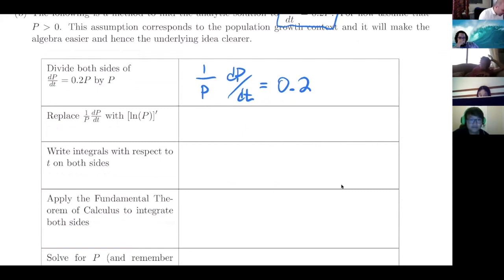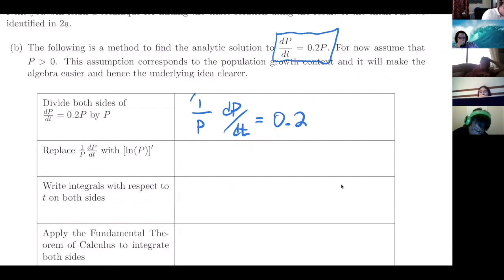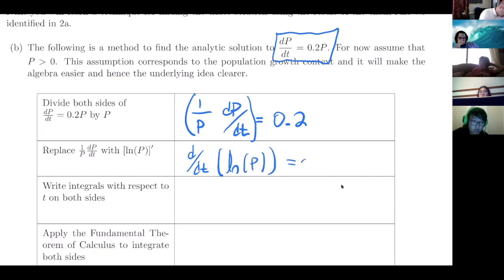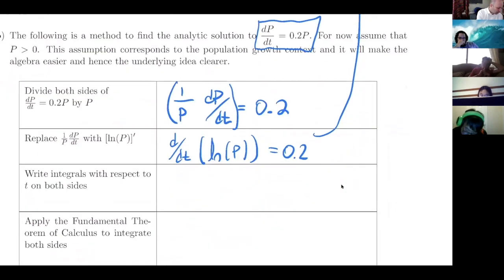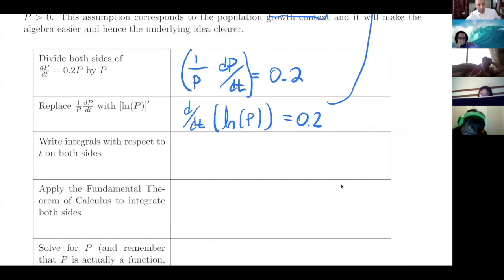All right, so the whole point of doing that first part is, and this is maybe not something you would think of off the top of your head, but you can say 1 over P dp dt is exactly the derivative with respect to t of the natural log of P. And that's what we saw up here. So I'm just going to replace the left side with the fact that 1 over P dp dt is equal to the derivative with respect to t of natural log of P. I've just rewritten the left side of the differential equation, and I haven't done anything to the right side. And now the operation we're going to do is integrate both sides, say, with respect to t.